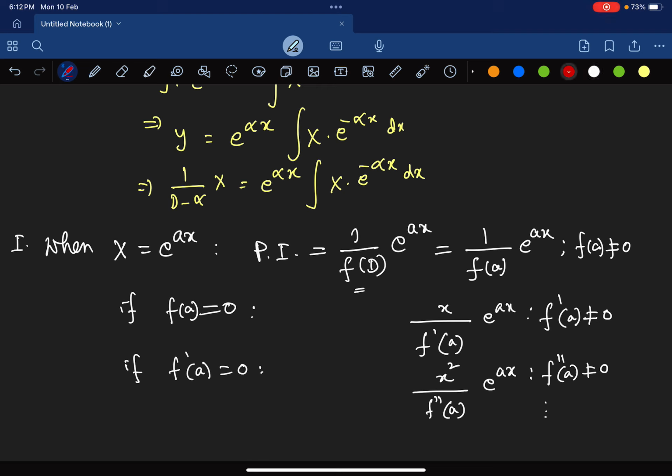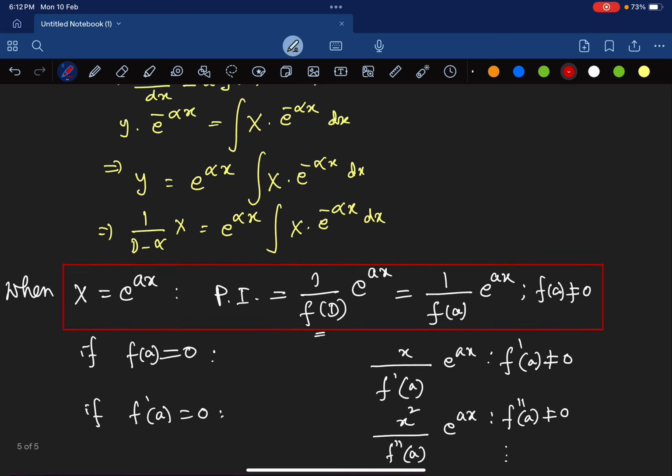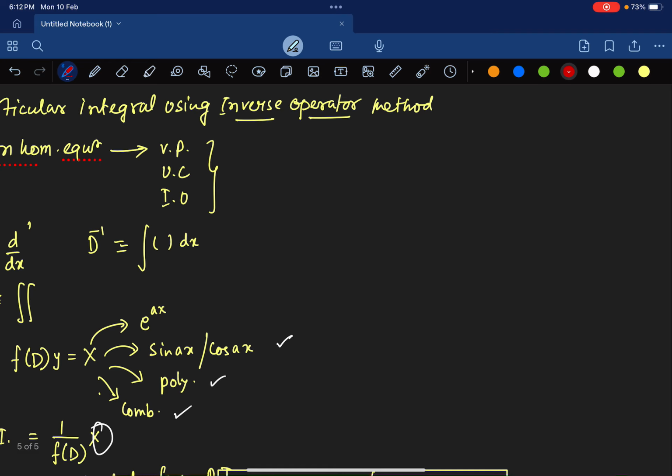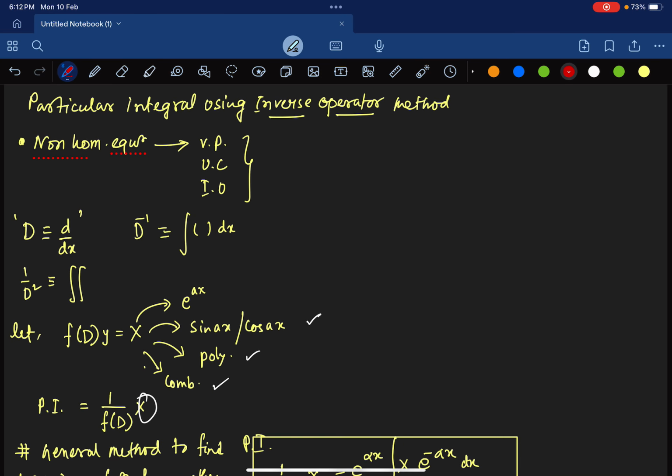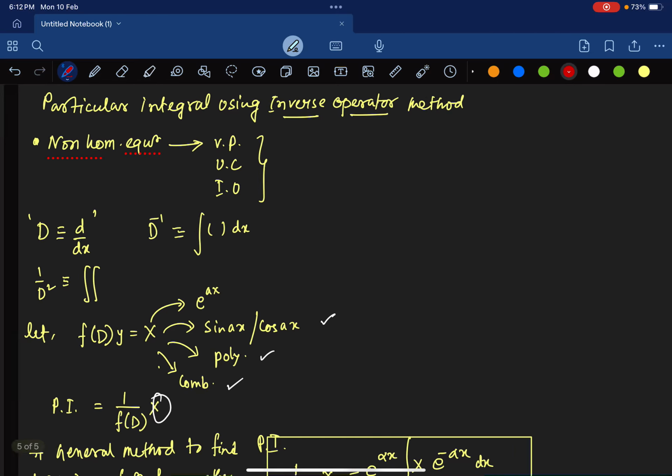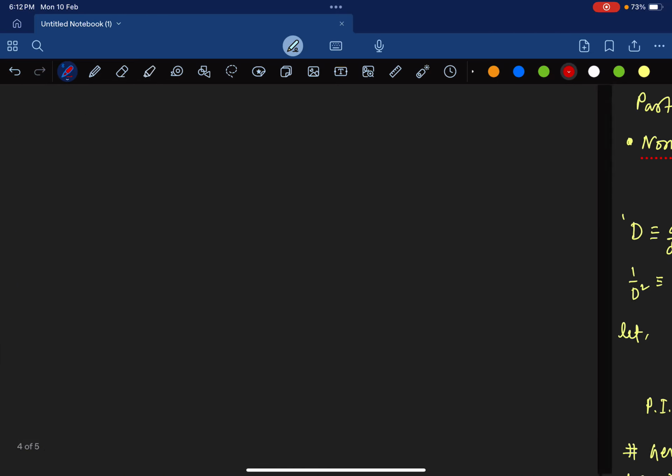So this is our formula. You can note down this formula as well, that is the particular integral when x is equal to e power ax. This is your main formula. Now we can move to our next slide. This method is very useful, and you should practice questions. Now next slide.